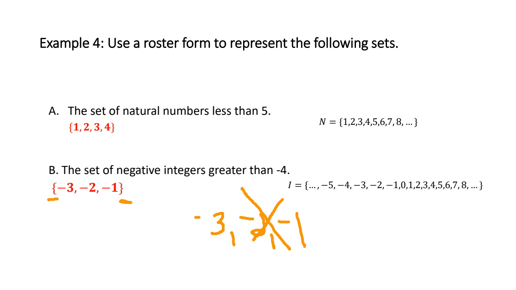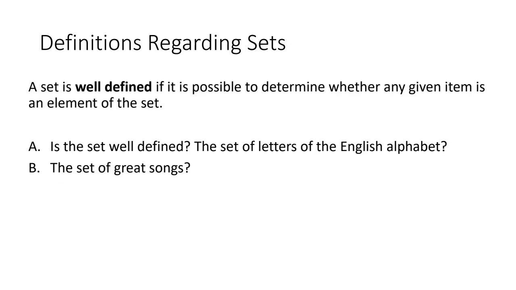All right, so now some more definitions. A set is well defined if it is possible to determine whether any given item is an element of the set. Basically, if you can identify the elements of that set, then it's going to be well defined. So for example, is the set well defined? I guess that should have been my title above A. The set is the set of letters of the English alphabet.